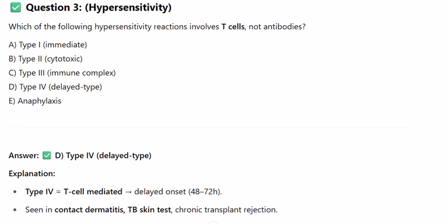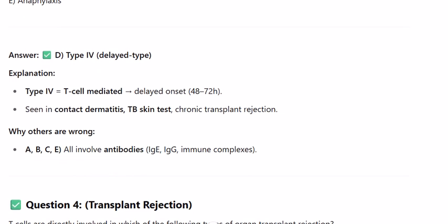Explanation: T cell mediated, delayed onset, 48 to 72 hours, seen in contact dermatitis, TB skin test, chronic transplant rejection. Why others are wrong: A, B, C, E all involve antibodies, IgE, IgG, immune complexes.